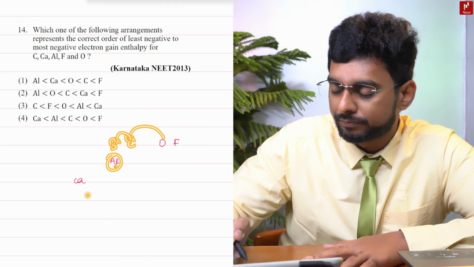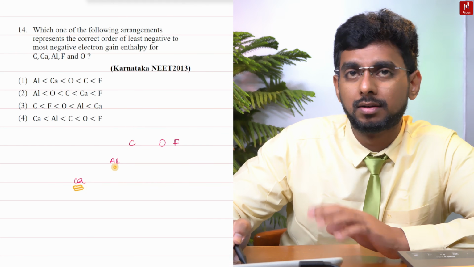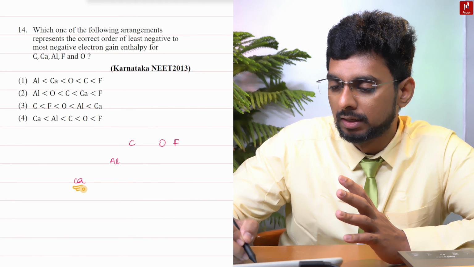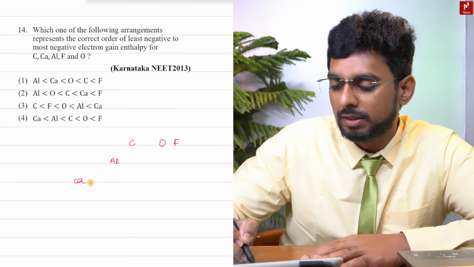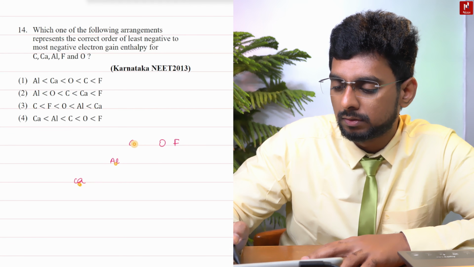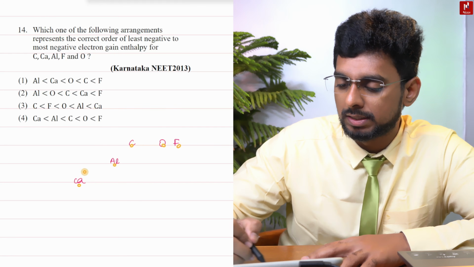Then you have got the calcium, which is on the left side, therefore that should have had the least electron gain enthalpy. So it has to start with calcium, and then it increases to aluminum. It has to start with calcium, aluminum, carbon, oxygen, fluorine. So that's how the order has to be.